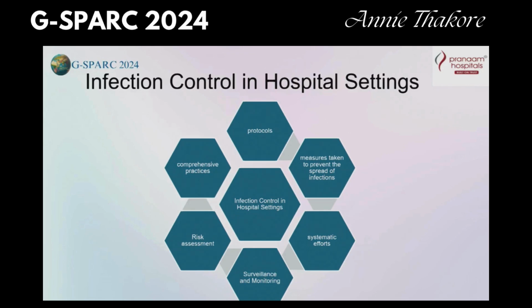Once you set up the protocols, the comprehensive practices take hold, and then measures are taken to prevent the spread of infections. You need to have robust measures where you ensure the infection prevention practices are totally implemented, foolproof. Then risk assessment: not only implementing, you also need to see what risks are associated, how you are going to modify, improve, and continue the impact, and then systematic efforts of surveillance and monitoring. Every time, infection control practice is training, monitoring, and modifying.